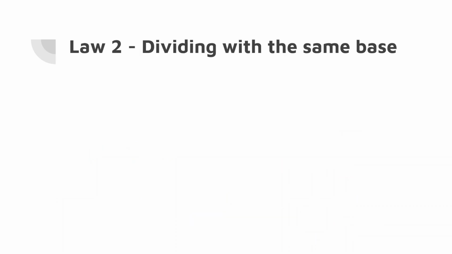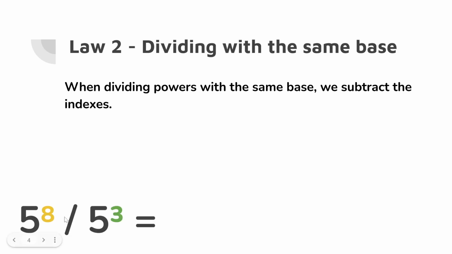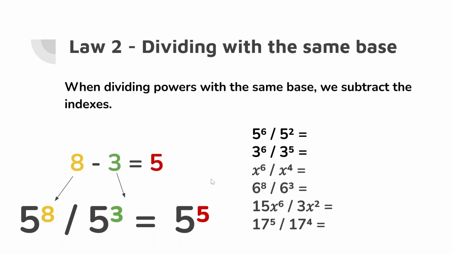Law 2. Dividing indices with the same base. When dividing powers with the same base, we subtract the indices from one another. For example, we can see here, this equation has the same base of 5, so we subtract the indices, so 8 minus 3 is 5, so that becomes 5 to the power of 5. Here are some practice questions for you. And here are the answers.